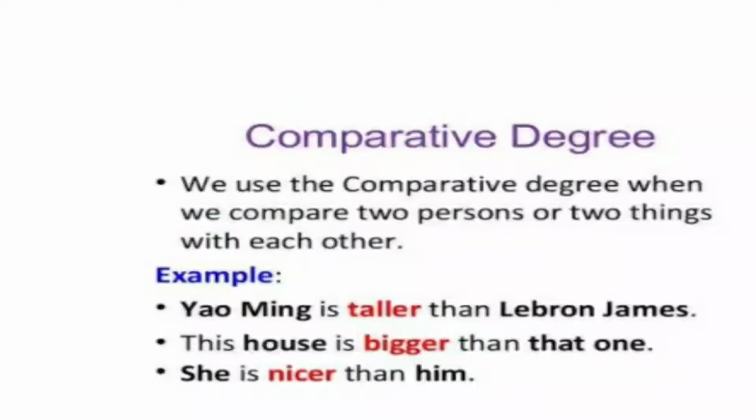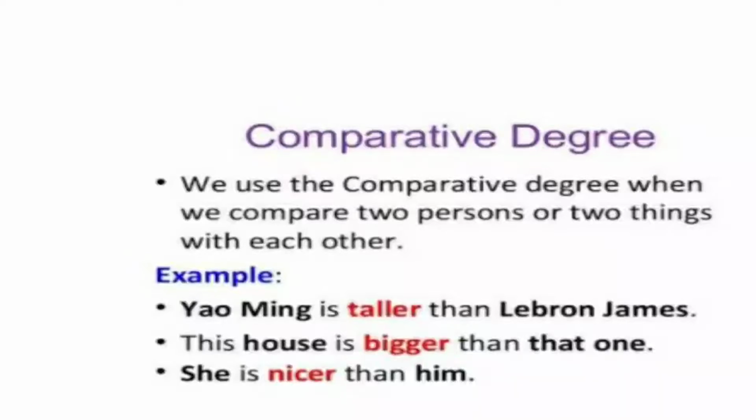Now second is comparative degree. Now what is a comparative degree? As you can well understand with the name only, comparative, we use comparative degree when we compare 2 nouns or pronouns or any 2 things. Okay? When we are comparing 2 things, then Yao Ming is taller than LeBron James. This house is bigger than that one. She is nicer than him.